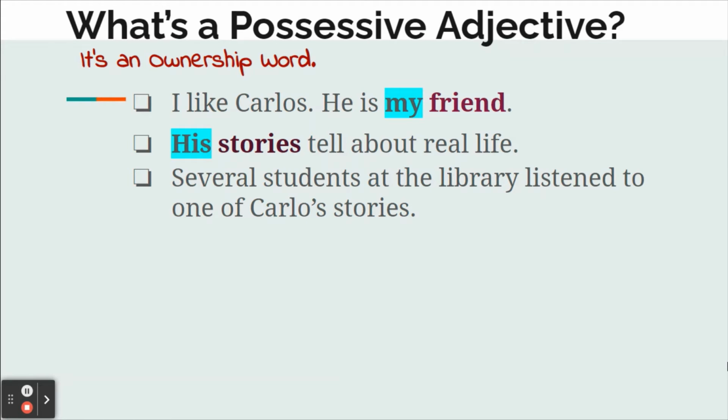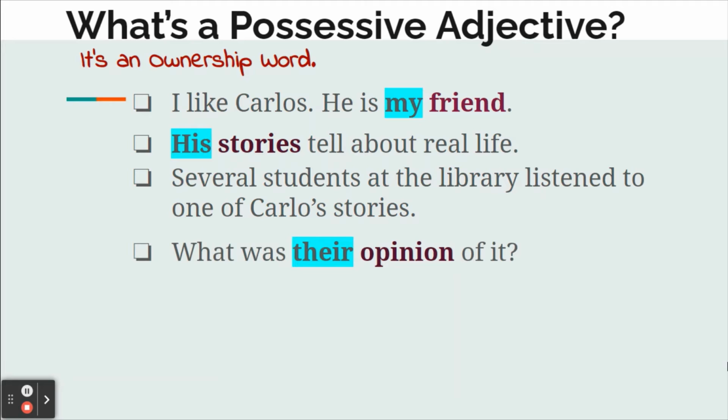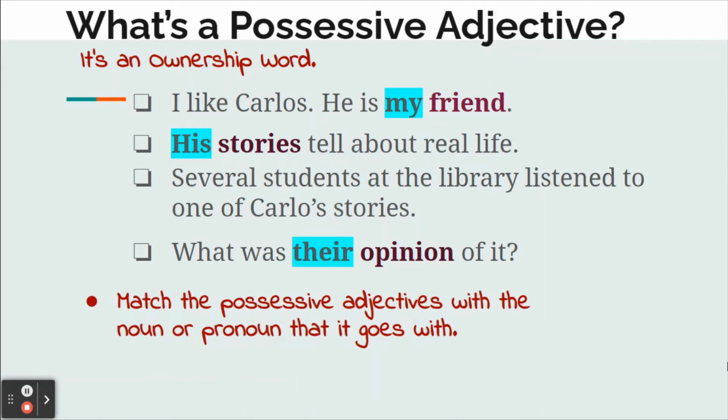Several students at the library listened to one of Carlos' stories. See it here? Okay. What was their opinion? They were listening to the stories. So what was their opinion on it? And I want you to match the possessive adjective with the noun or pronoun that it goes with.